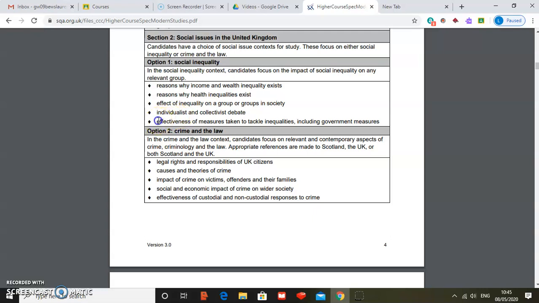And then lastly, you have to talk about how effective government measures are in tackling inequalities. So that's both income and health. So you'll be looking at all the different benefit systems, looking at universal credit, but you also look at things like legislation like the minimum wage, and the Equality Act 2010, obviously.